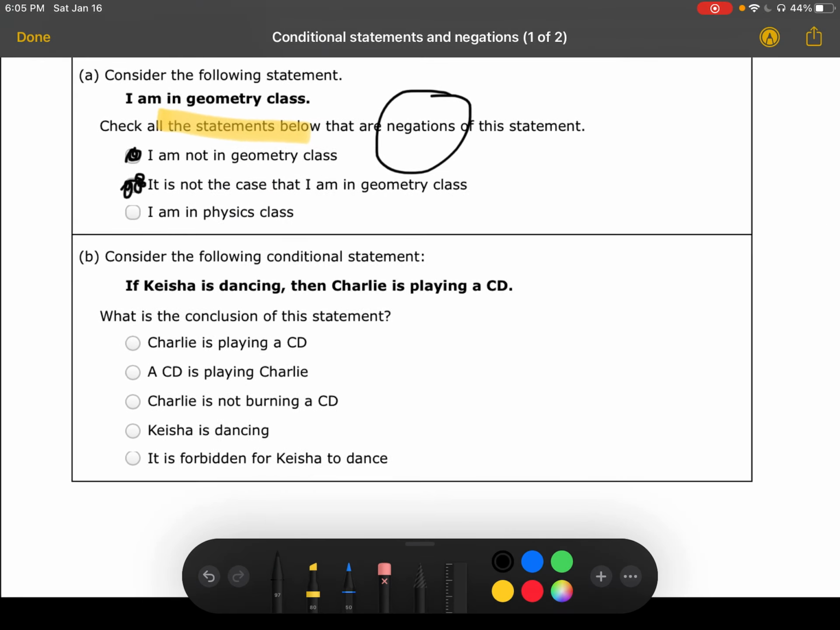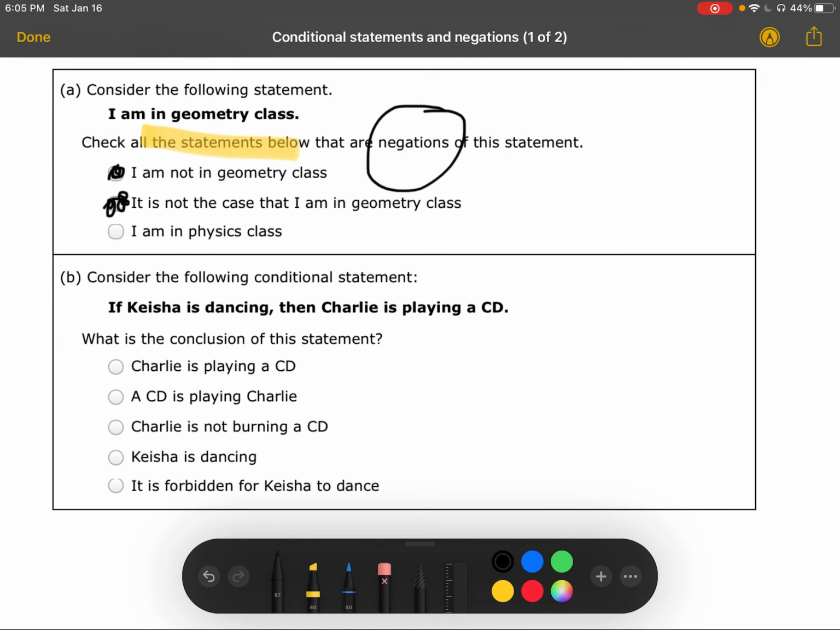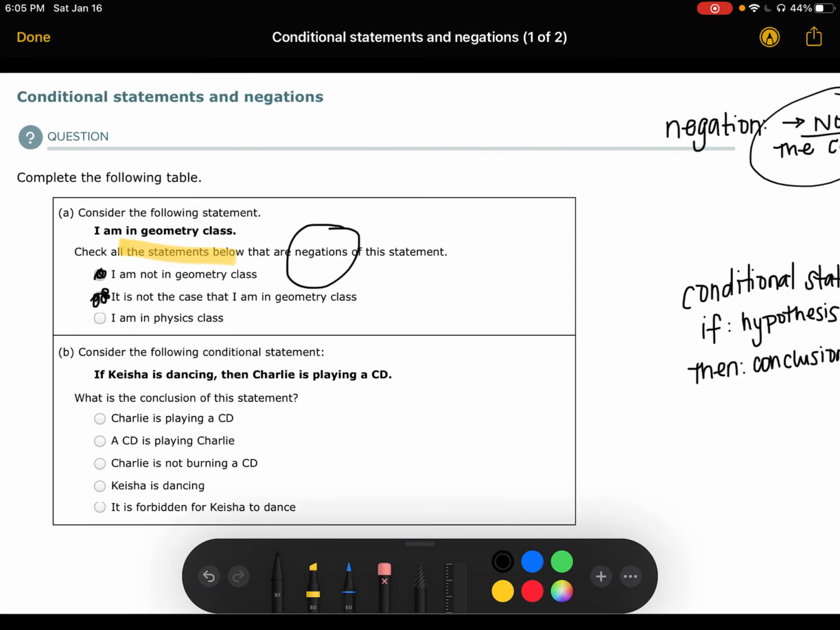The second one said, if Keisha is dancing, then Charlie is playing a CD. I don't know who these people are. It doesn't matter. So what is the conclusion of the statement? Charlie is playing a CD. A CD is playing Charlie. Charlie is not burning a CD. Keisha is dancing. It is forbidden for Keisha to dance. Some of you are like, what? What does this mean? I got you.